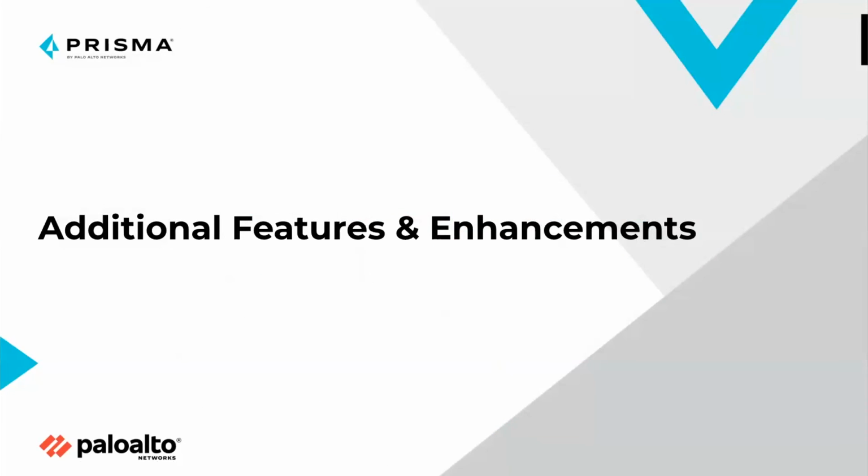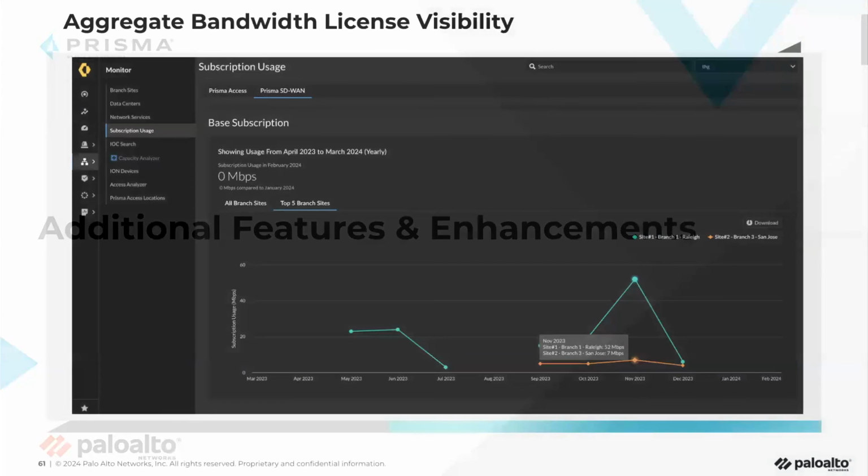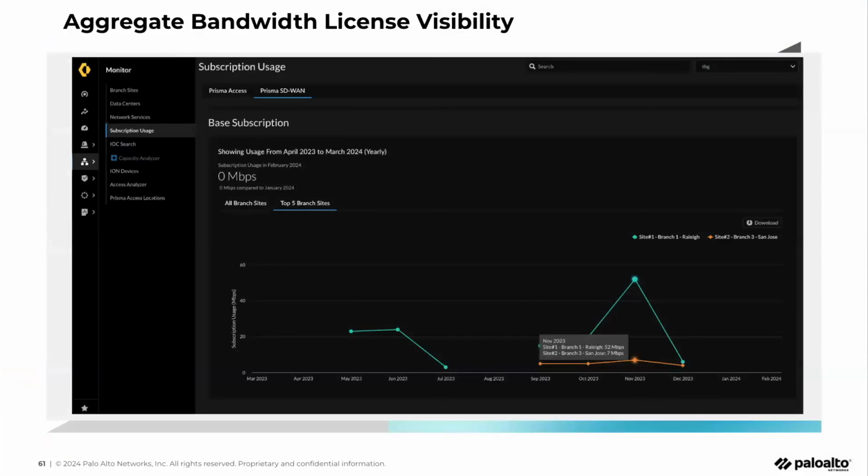And last but not least, just a couple items that we wanted to call out in terms of additional features. Additional subscription visibility is coming into the portal. For folks who are leveraging aggregate bandwidth, they had a clarity report that they could download. This is now automatically being moved into the subscription usage page. Here you'll be able to see your base subscription in terms of the amount of bandwidth being used for the tenant, as well as the top sites.